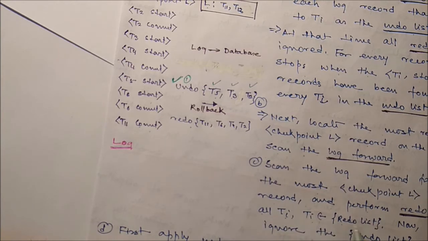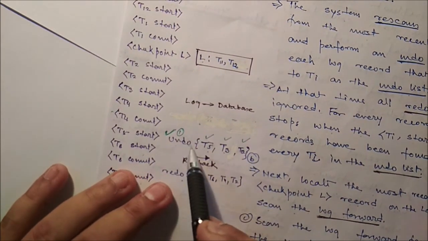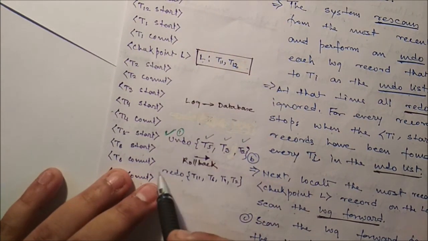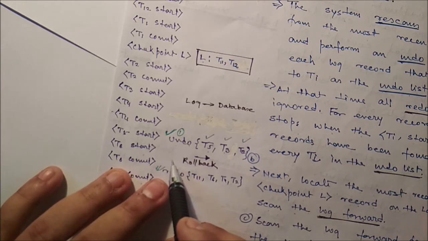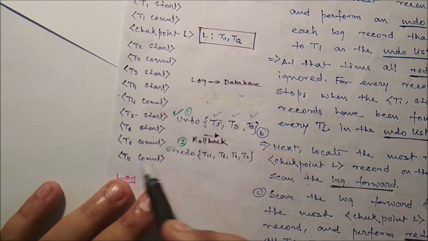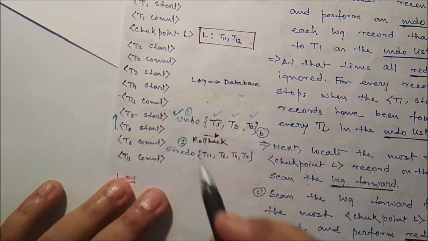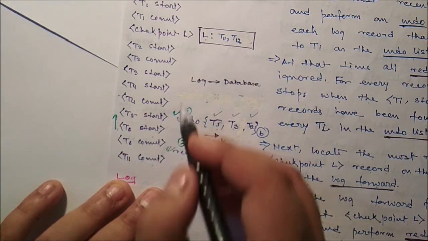Now Ti is in the redo list. Ignore the undo list right now. So when doing the undo, at that time we ignore the redo list. Here we have to perform the redo list, and at that time we have to ignore the undo list. To do the undo list, we move backward from the bottom, but to do the redo list, we have to move forward.